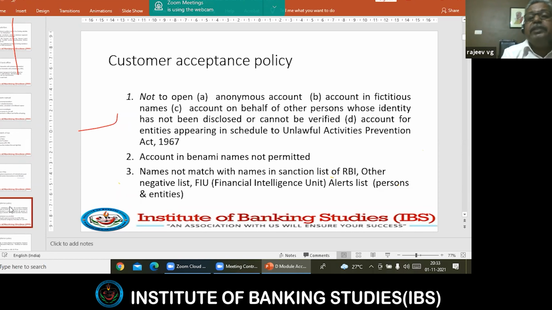So what does the customer acceptance policy say? Simply, we said that it decides whether a customer can be accepted or not. Now, let us see the customer acceptance policy in detail. It says not to open an anonymous account in a fictitious name, an account on behalf of other persons whose identity has not been disclosed or cannot be verified, or an account for entities appearing in the Schedule to the Unlawful Activities Prevention Act.